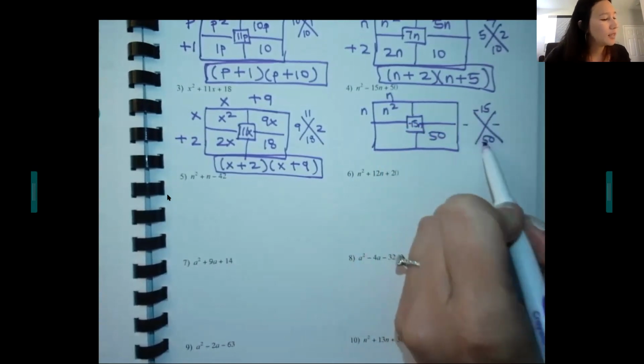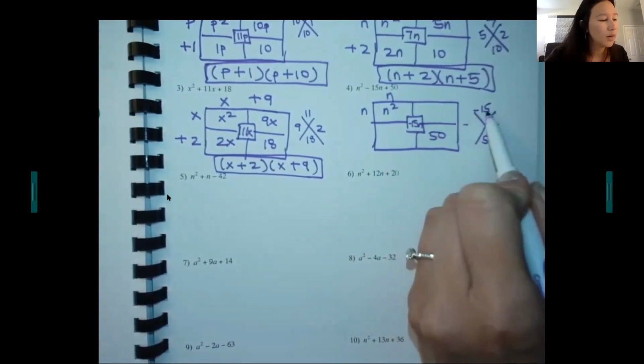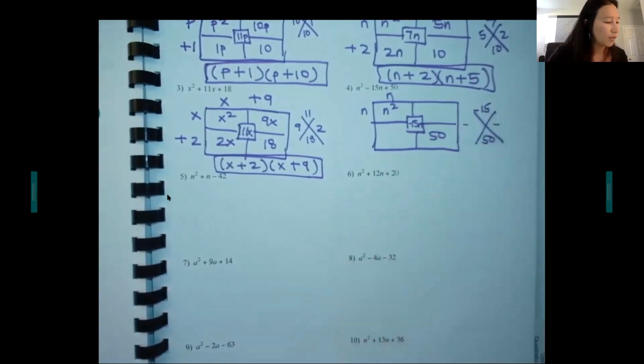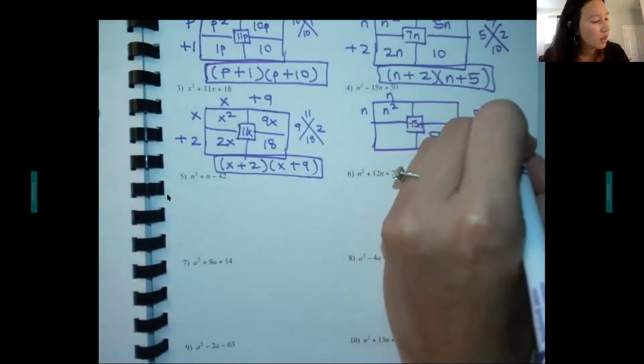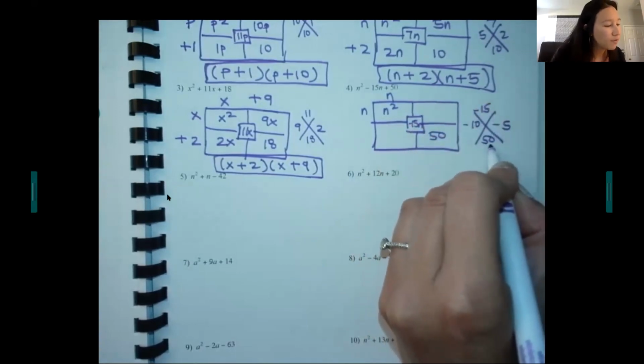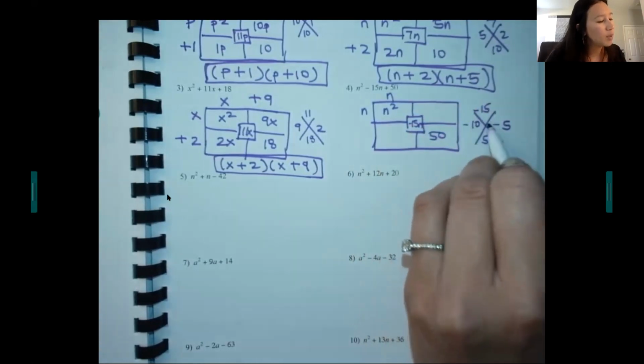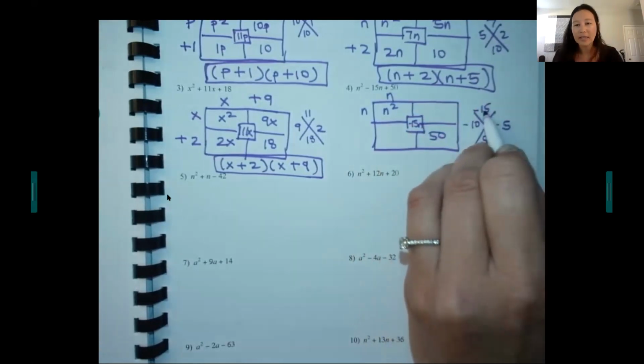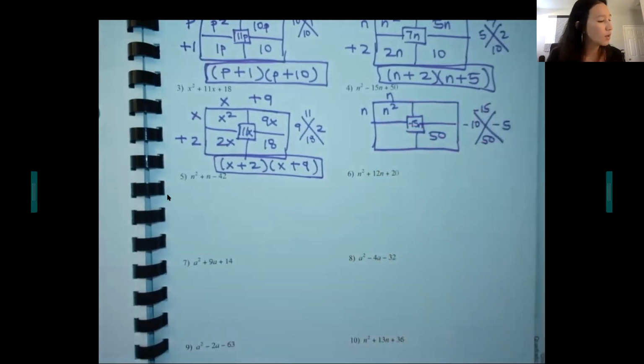And then let's see, 50 and 1 isn't going to work, because that's not going to get us anywhere near adding to 15. So we're probably looking more at 10 and 5. Negative 10 times negative 5 gives us positive 50. Negative 10 plus negative 5 adds to give us our negative 15. So those are the two we want.